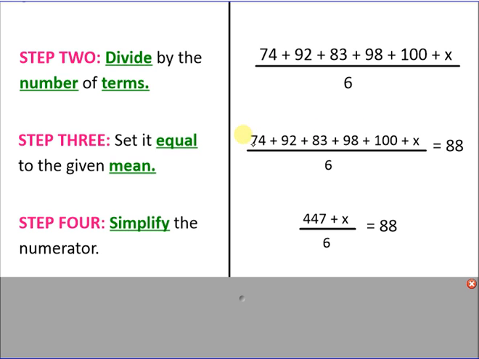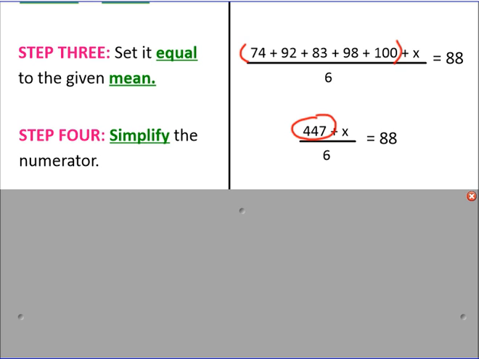So all I did is I took all of these numbers and added them together so that I got one number right here. I took 74 plus 92 plus 83 plus 98 plus 100, put them in a calculator, and I got 447. And I left the plus x, I left the divided by 6, and I left the equals 88. Okay? Step 5.